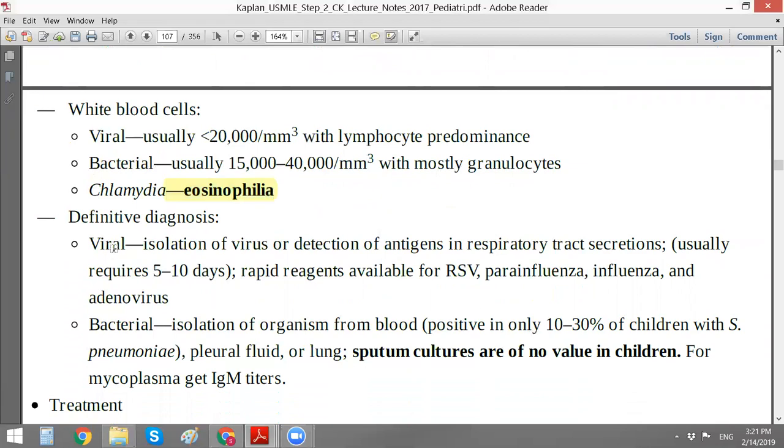Definitive diagnosis: viral isolation of the virus or detection of antigen in respiratory tract secretions. Rapid reagents are available for RSV, parainfluenza, influenza. Bacterial sputum culture is of no value in children, so there's no need of doing sputum culture. We can do isolation of the organism from blood, pleural fluid or lung. For mycoplasma, get IgM titers.